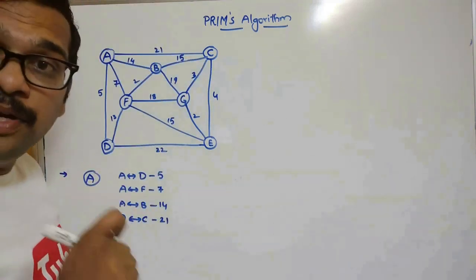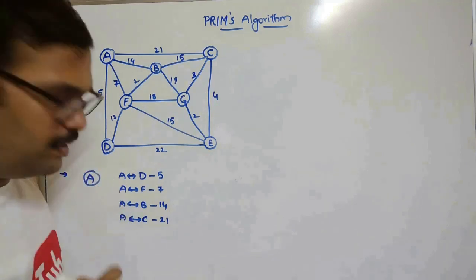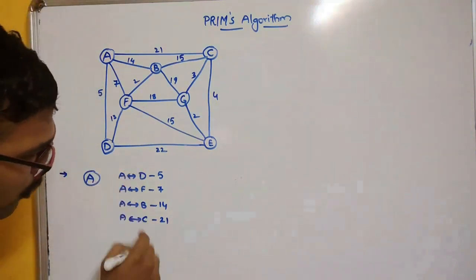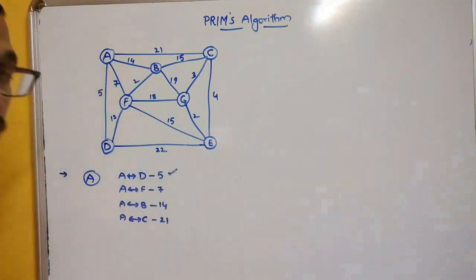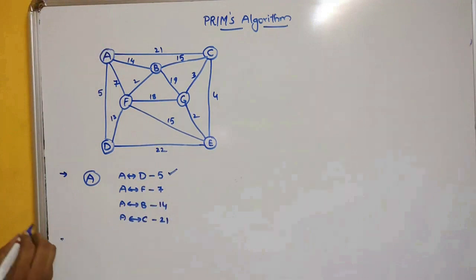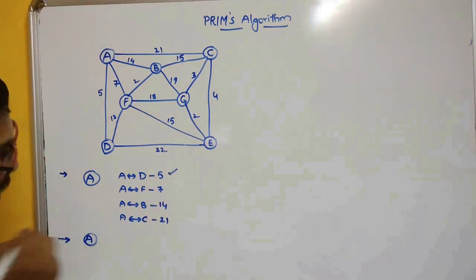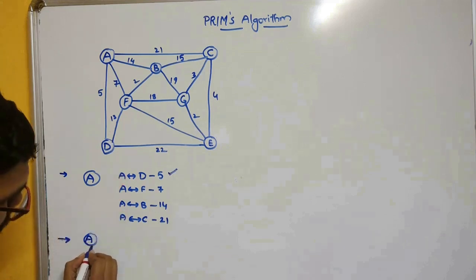Now the next step, we need to select the minimum cost edge, the least weighted edge. Among these, this is the least cost edge, right? So consider this one. So our next one will be A to D.